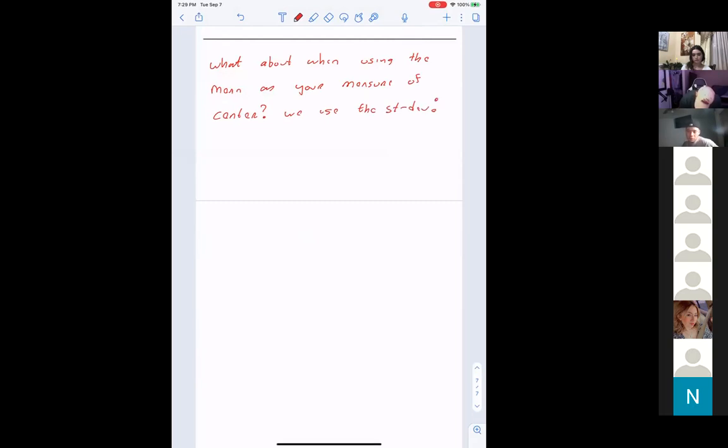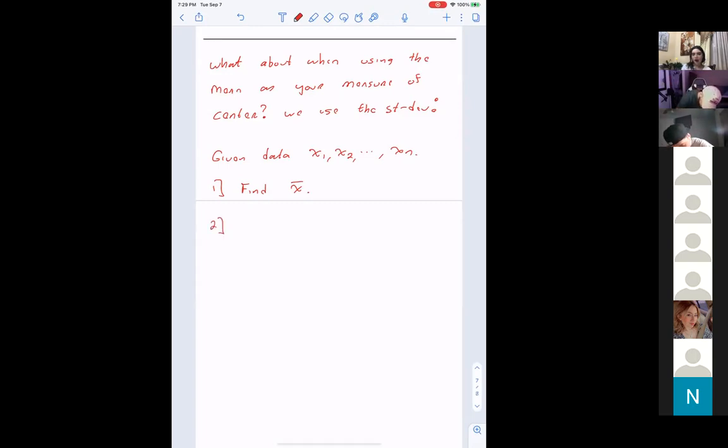So we need a formula for the standard deviation. Unfortunately, it's a little more complicated than finding the IQR, although it has fewer steps. But here's how we do it. Given data x1, x2 through xn, step 1, find x bar. Someone remind me, what's x bar again? The mean. The mean, right? So the first thing we do is we find the mean.